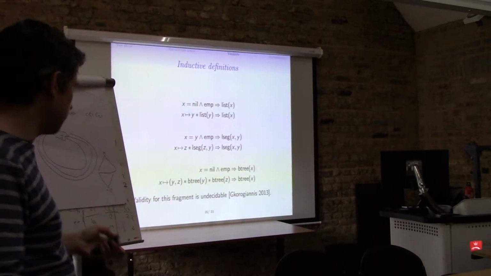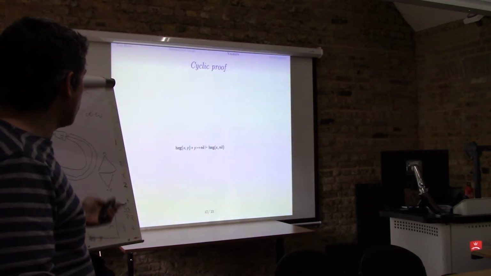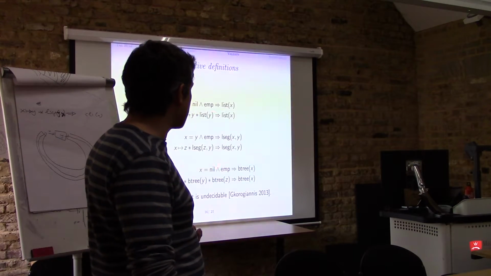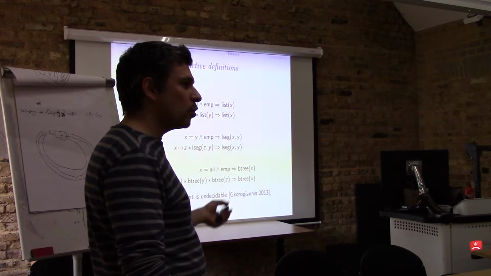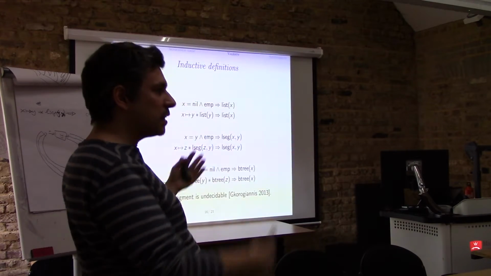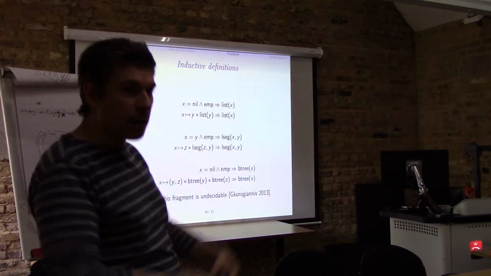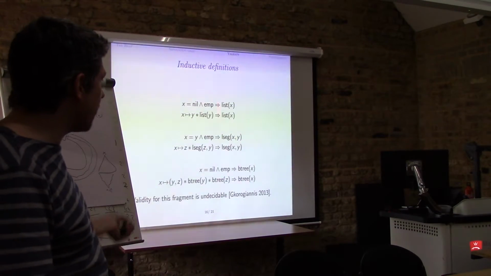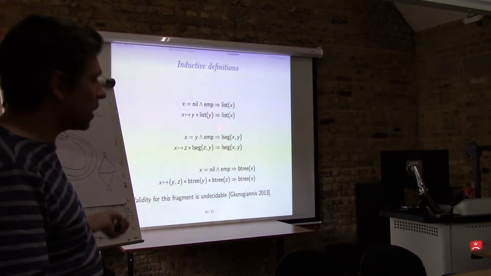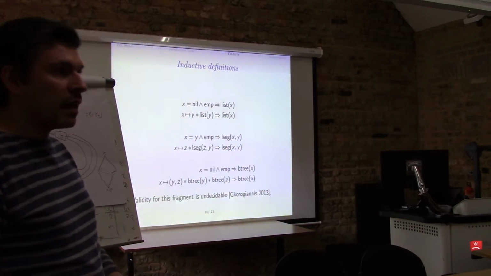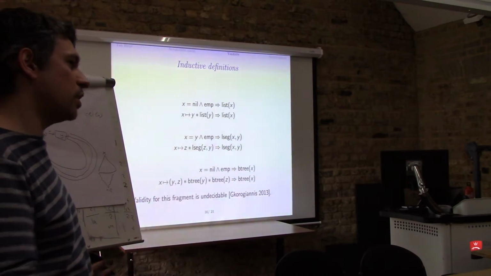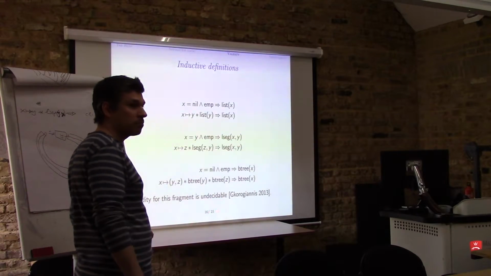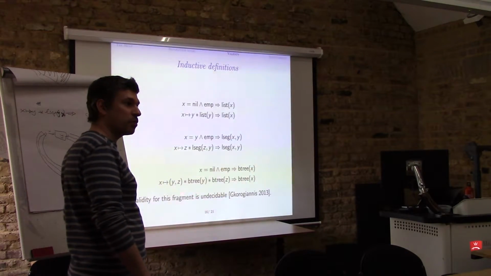Okay. Now, validity for this fragment is undecidable. So, in other words, if you say, does P entail Q, where P and Q are arbitrary inductive predicates defined with this kind of schema, then unsurprisingly, to decide whether one entails the other is undecidable. Can anyone think of an easy way of showing that?